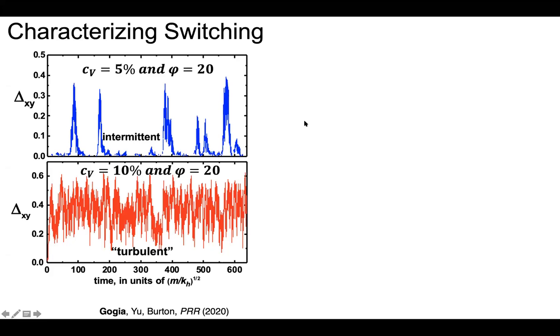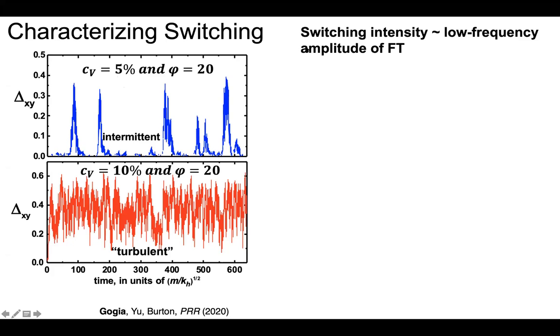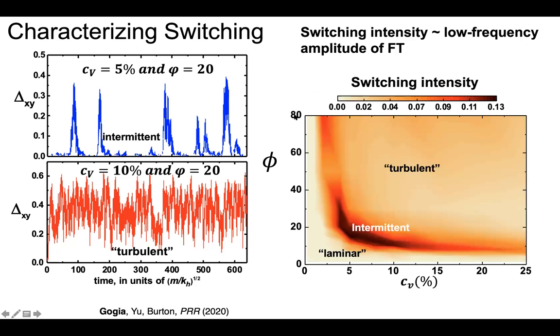The way we characterize switching and the extent of intermittency is by looking at this delta XY and taking the Fourier transform of these time traces. What is really different between the intermittent regime, which is for lower polydispersity, lower disorder of the system, and for higher polydispersity or higher disorder, where the system is constantly turbulent, is that the intermittent one is going to have a lot more power under the low frequency modes of the Fourier transform, meaning that there are more processes happening at longer time scales.